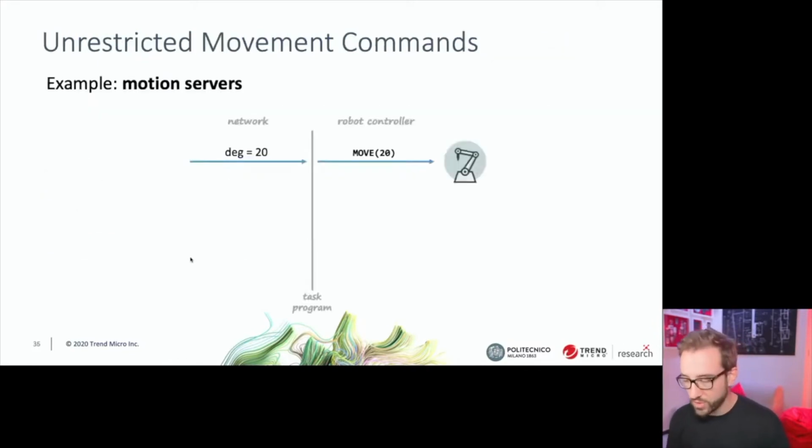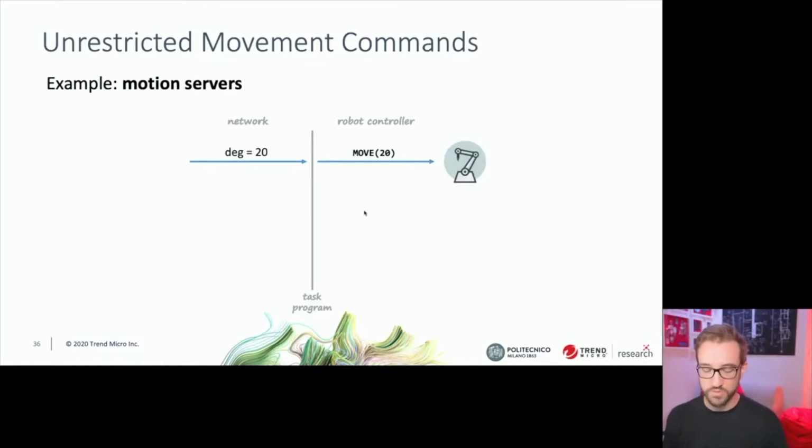So path traversal we've already looked at. Let's talk about unrestricted movement commands. The notion of motion server: you can think of it as a network service that is sitting in front of the robot and allows external programs to talk to the robot in a sort of common language.